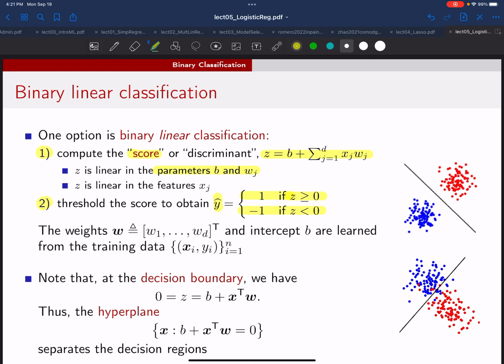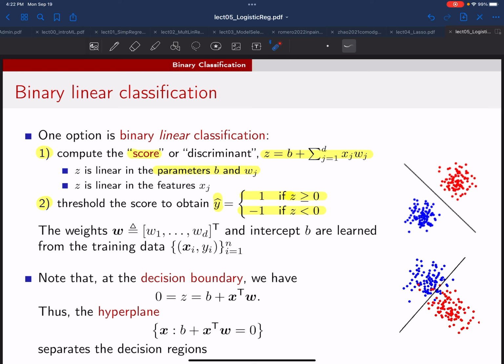Okay, so that's binary linear classification, and we're going to focus on that pretty much this entire unit, and even in a following unit, we'll focus on this as well. As usual, our parameters, in this case W, we can put them in a vector, and the intercept B. We're going to learn these from the training data. And the whole question for today is how do we do that?